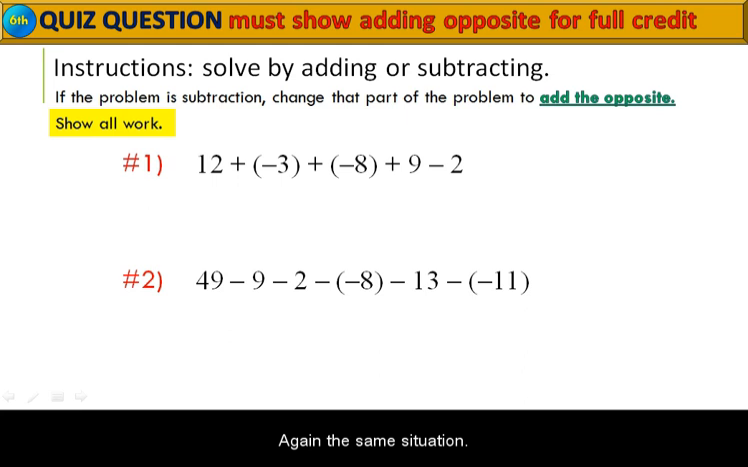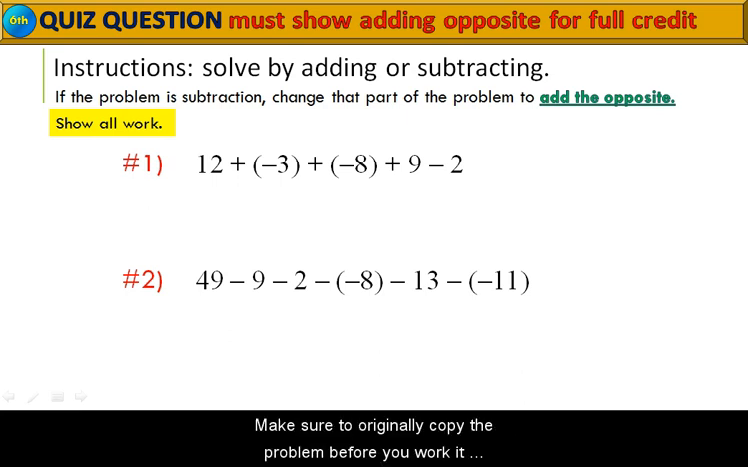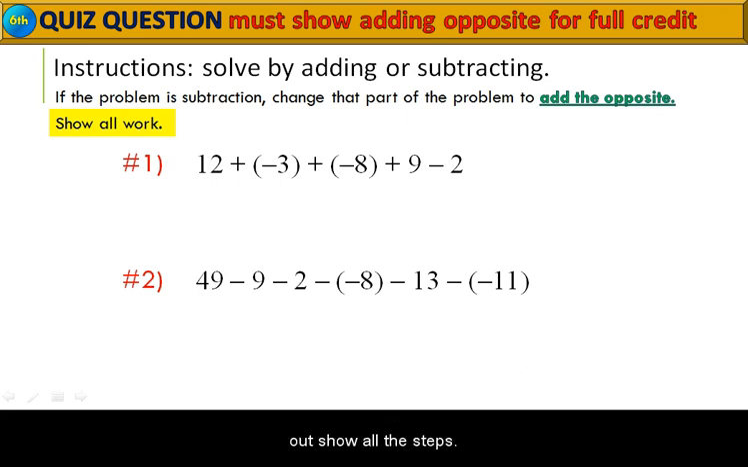Again, the same situation is from Monday where you have to show all the work adding the opposite for full credit. The instructions say to solve by adding or subtracting. If the problem is subtraction, change that part of the problem to add the opposite and show all work. Make sure to originally copy the problem before you work it out. Show all the steps and circle your final solution.